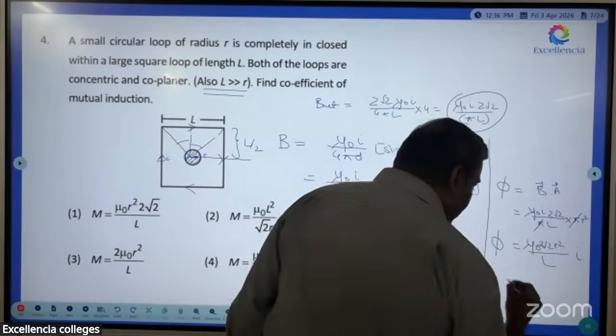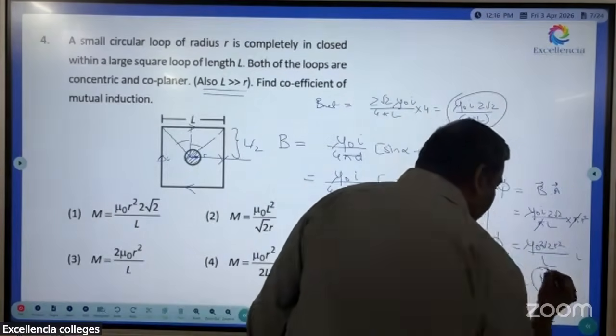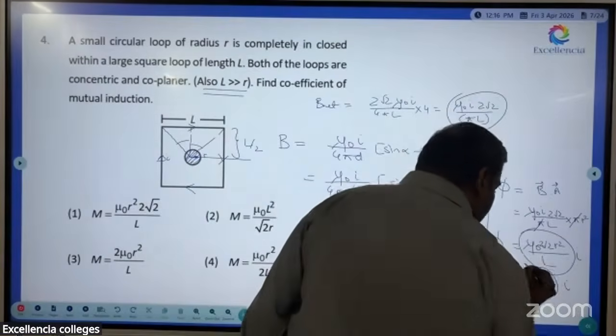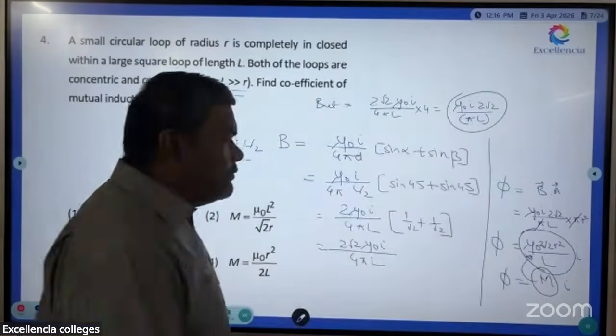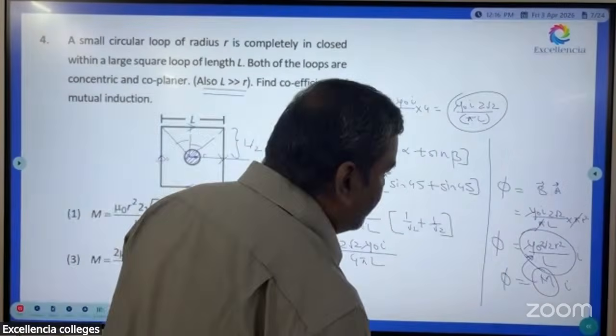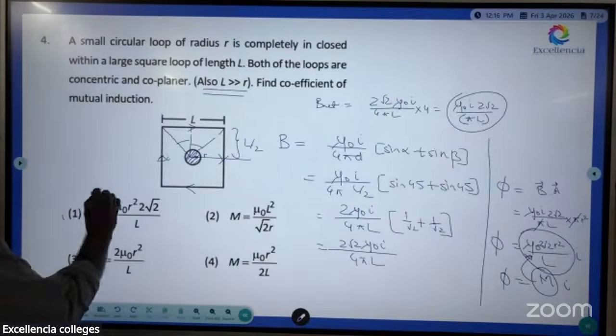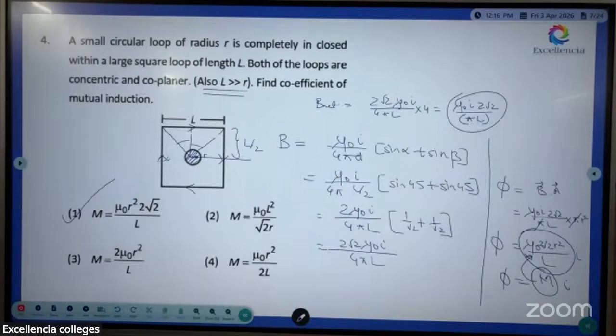This is the flux. So comparing it with flux equals M into I, this is M, the coefficient of mutual induction. So I get mu naught 2 root 2 r square by L. So that's the answer which we are getting here. Right? Is it visible here? Right.